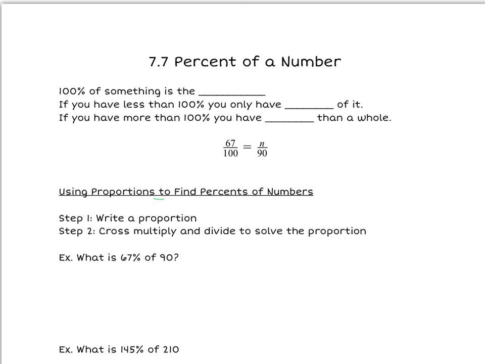Okay, so when we talk percent of a number, there are some things we have to remember. If you have 100% of something, you have the whole amount. So 100% of something is the whole, W-H-O-L-E, like all of it. 100% is all of it, okay? If you have less than 100%, you only have part of it. You've got the whole and the part.